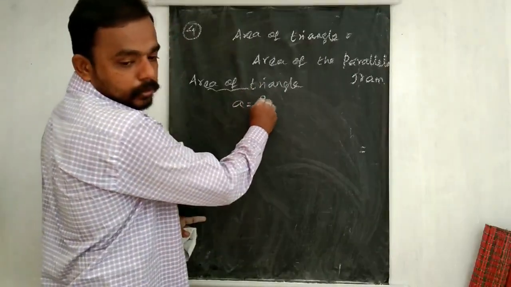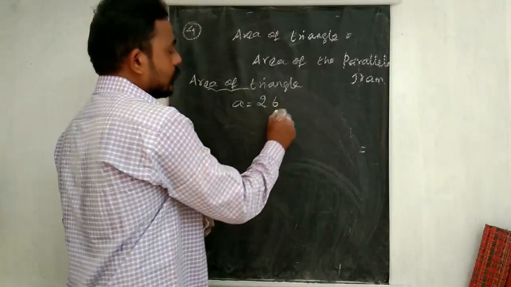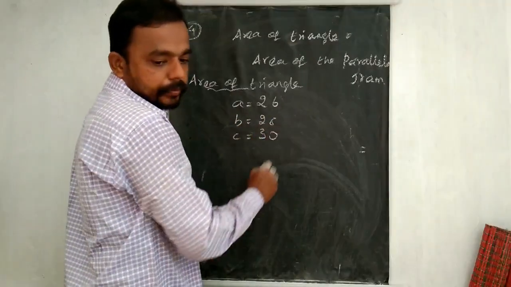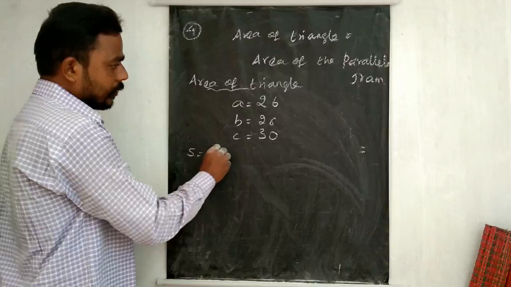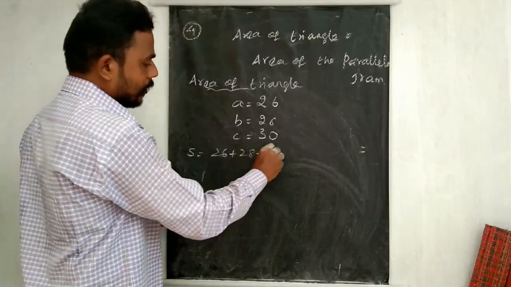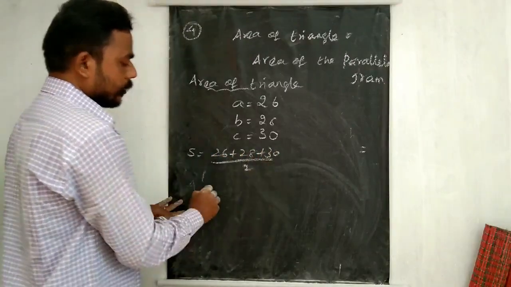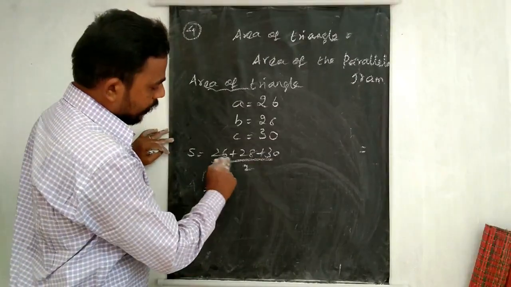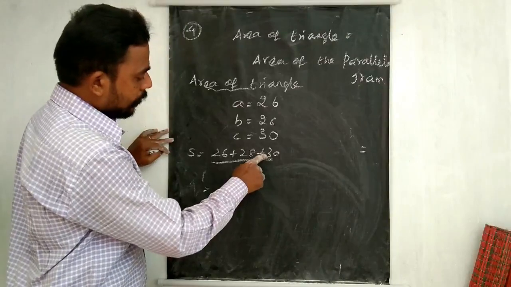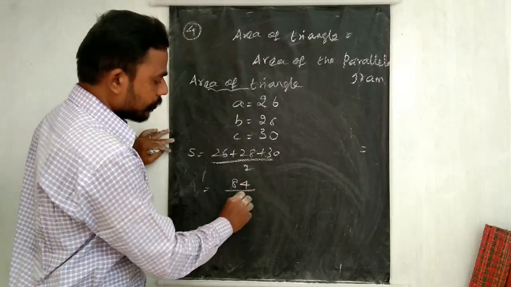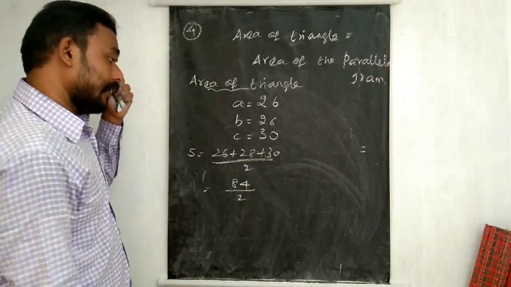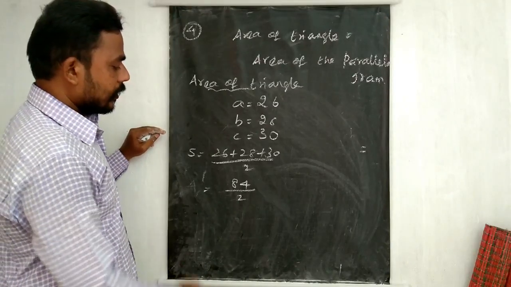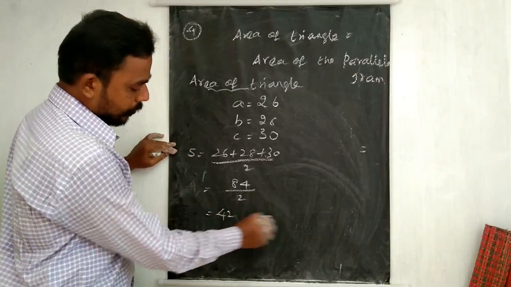So A equal to 26, B equal to 28, and C equal to 30. Now S equal to 26 plus 28 plus 30 divided by 2. So addition: 14, remaining one 4, 4, 4, 8. So 30, 28, 58, 64, 84. So 42.